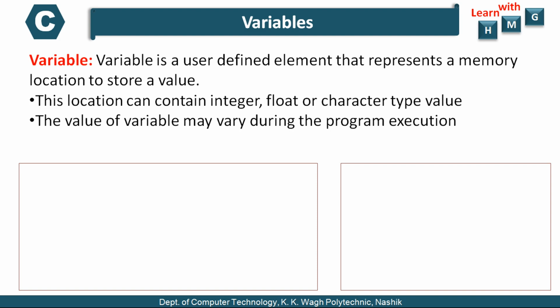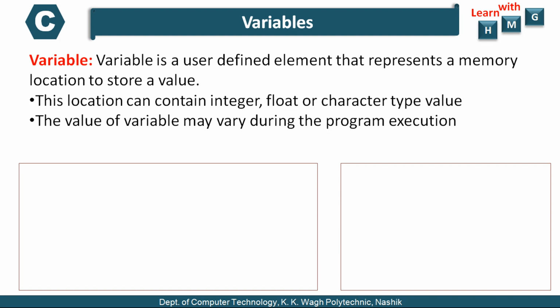So variable means what? Not fixed. It is not fixed in nature, it is dynamic in nature, that is variable in nature, and that's why it is called a variable. It means that throughout the program the value of a variable may get changed.